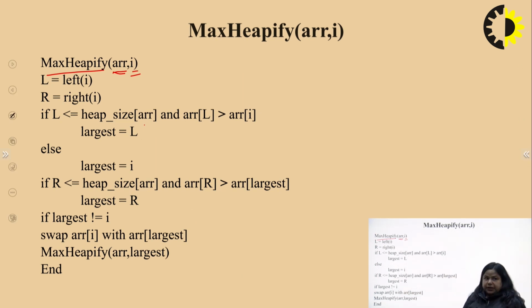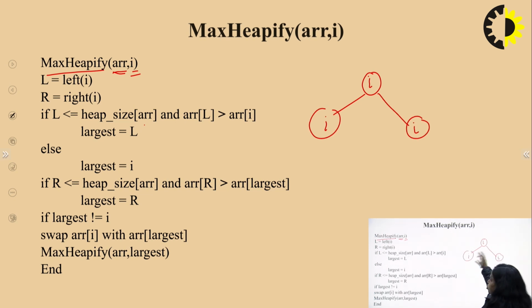Now if I am using the letter L, which indicates the left child, and R is the right child, what we need to check is whether the ith element's left child is greater or the right child is greater. So in this case, who is the largest element? First of all, we need to check all those conditions. If L is less than or equal to heap size and A[L] is greater than A[I], then it becomes the largest element. Otherwise, I becomes the largest, right?